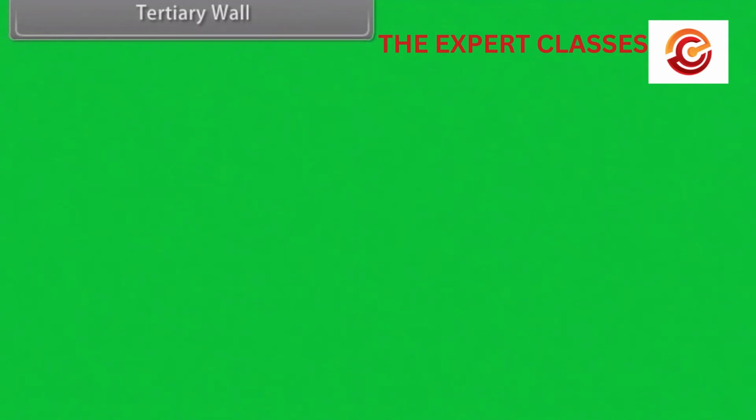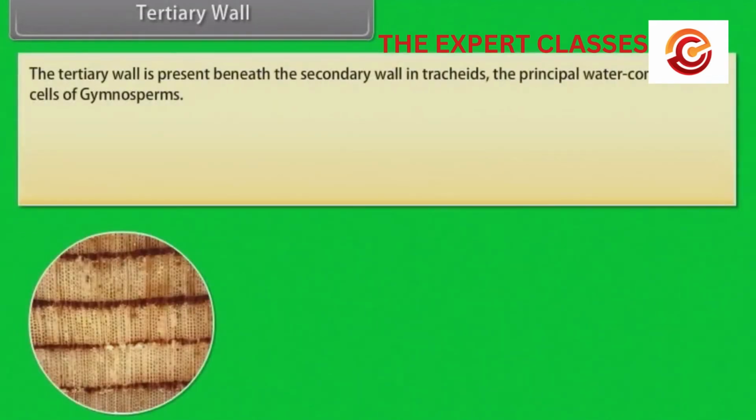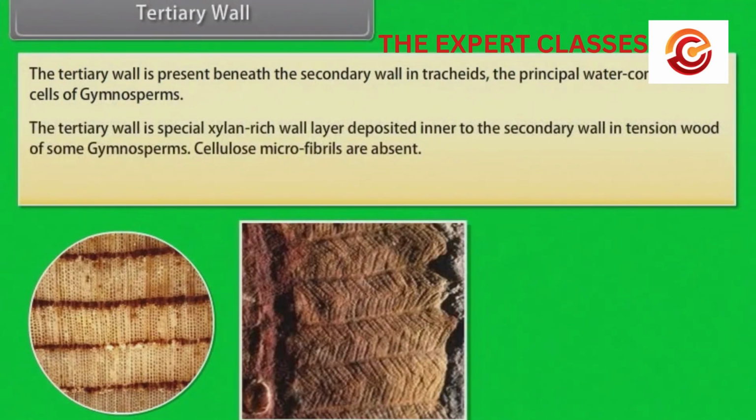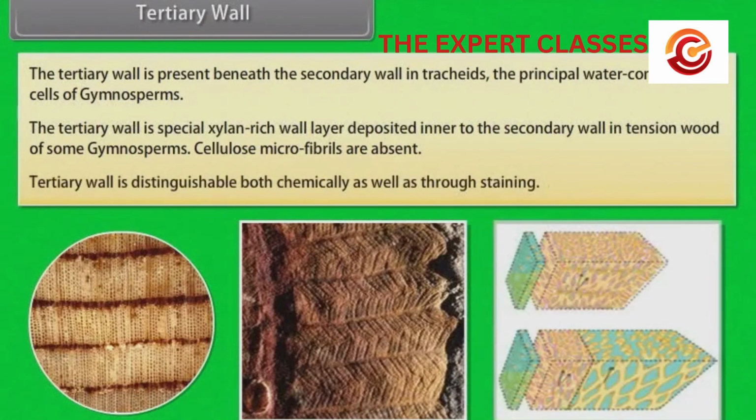Tertiary wall. The tertiary wall is present beneath the secondary wall in tracheids, the principal water-conducting cells of gymnosperms. The tertiary wall is a special xylan-rich wall layer deposited inner to the secondary wall in tension wood of some gymnosperms. Cellulose microfibrils are absent. Tertiary wall is distinguishable both chemically as well as through staining.